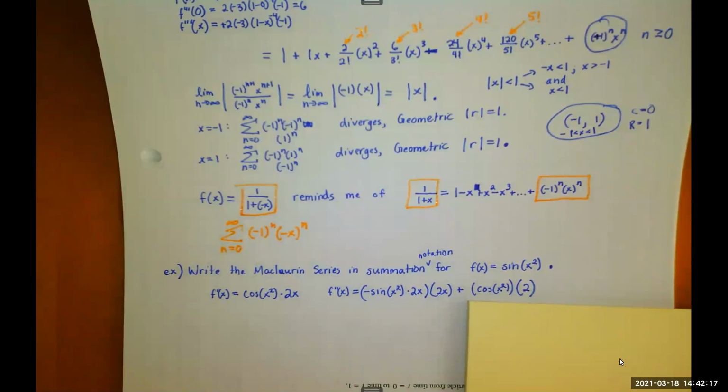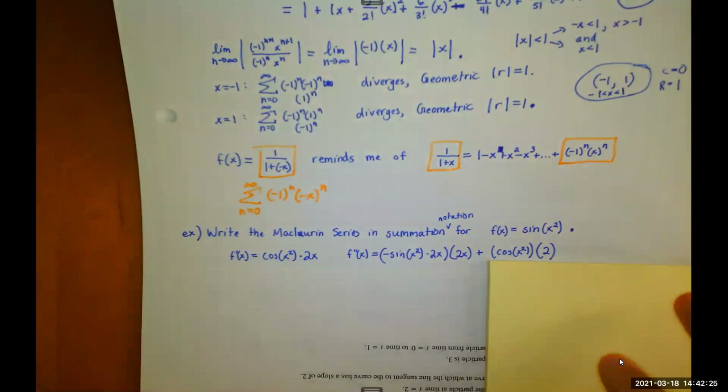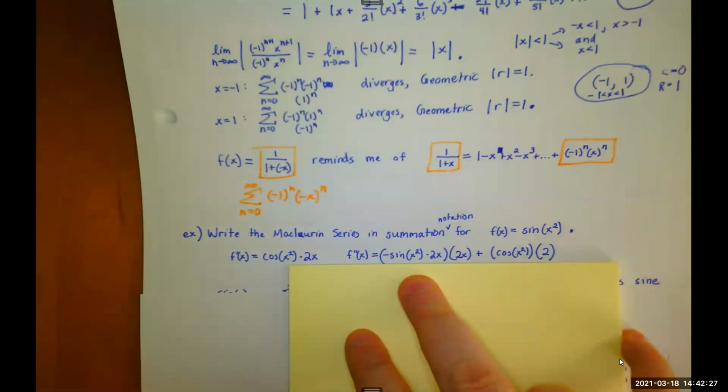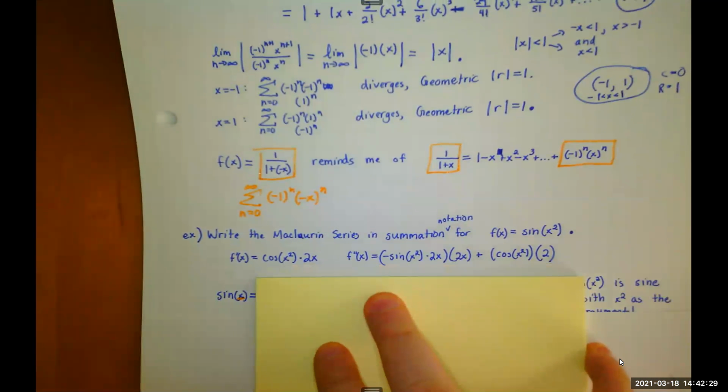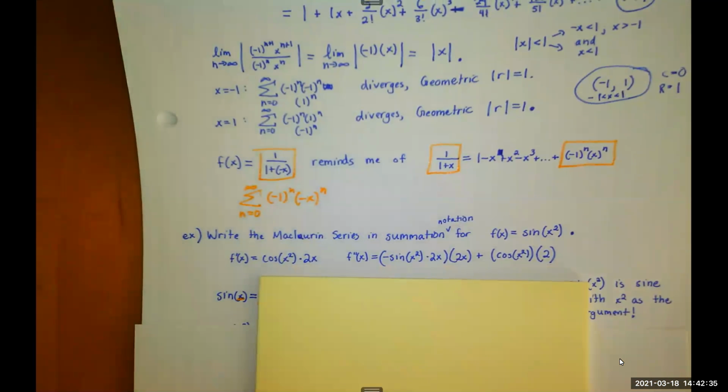So how could we do this more elegantly? How could we do this more efficiently? That's what we're interested in. And the answer to that requires you to have this information. What is the Maclaurin series for sine of x? The Maclaurin series that you have been memorizing. Good place to pause.